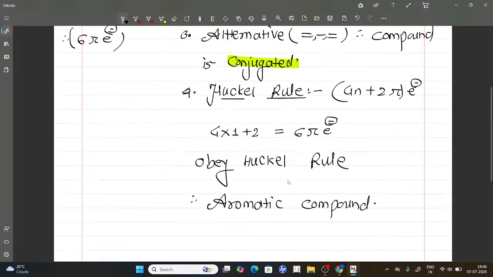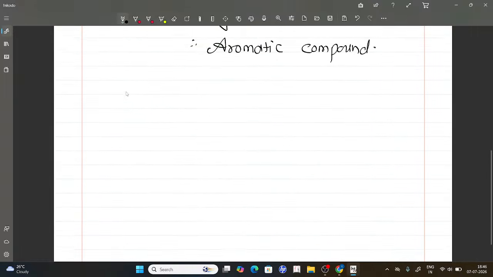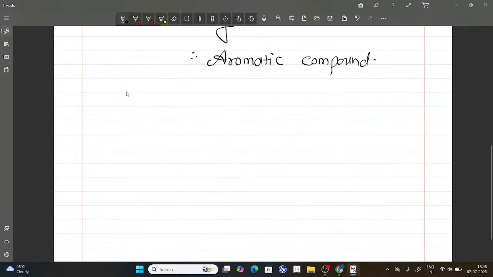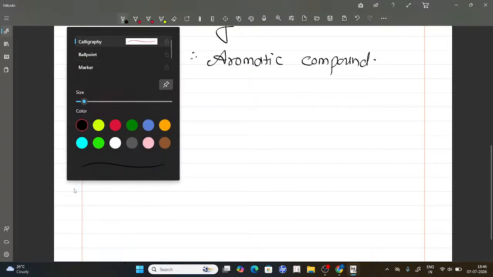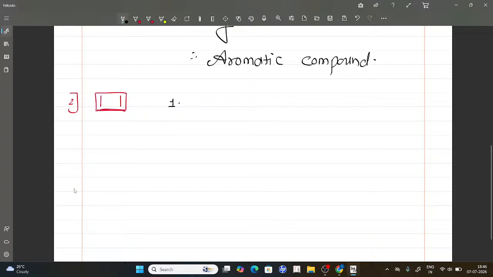Okay. So this is an aromatic compound. If you are going to take one more example, see the next example I'm going to take here. Carbon-carbon double bond. This kind of example is there. See this. The first point is whether our compound is cyclic or not. Yes, the compound is cyclic. So our compound is cyclic in nature.